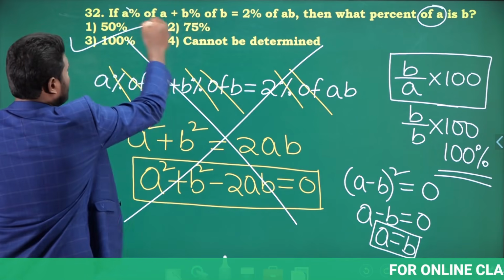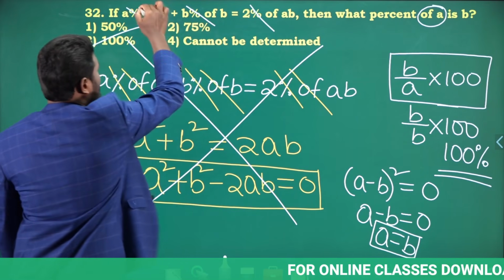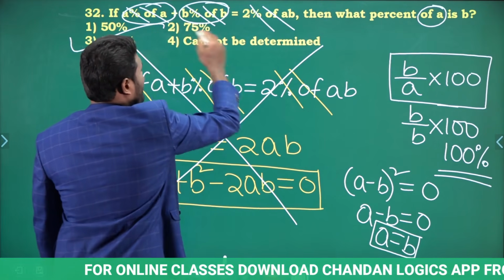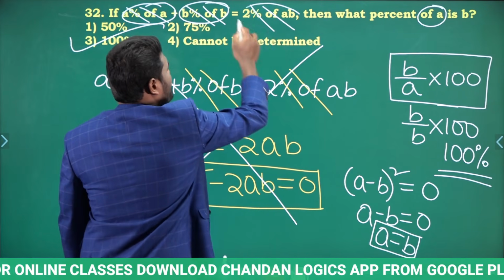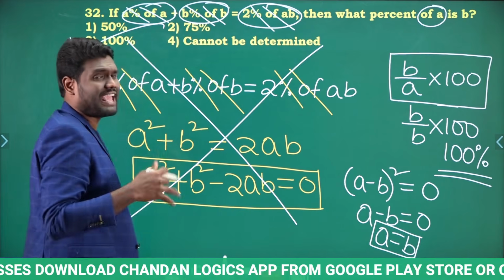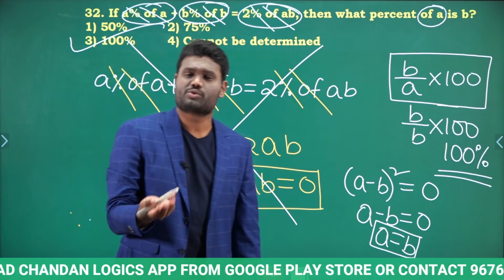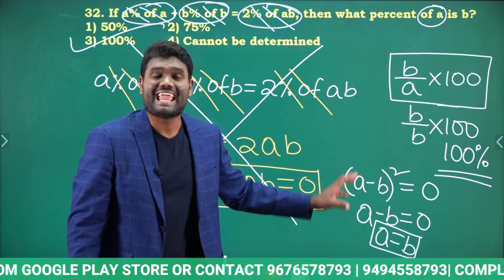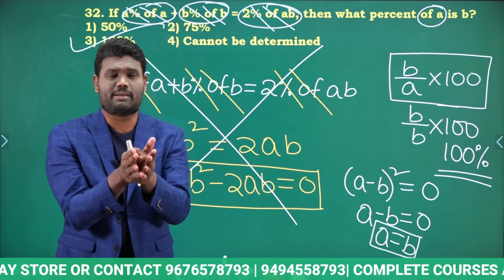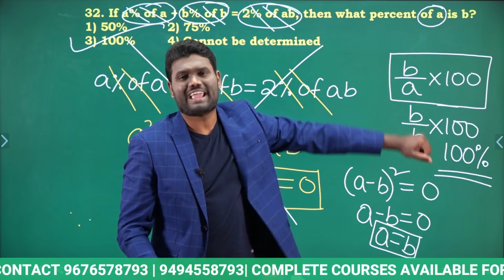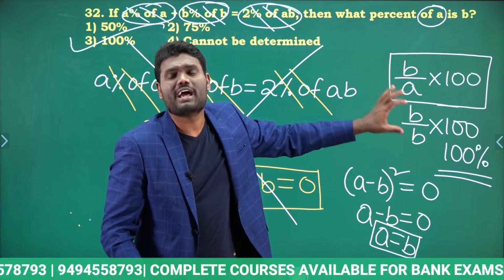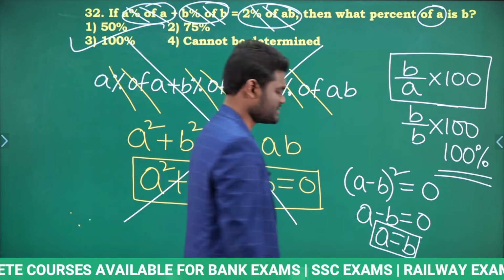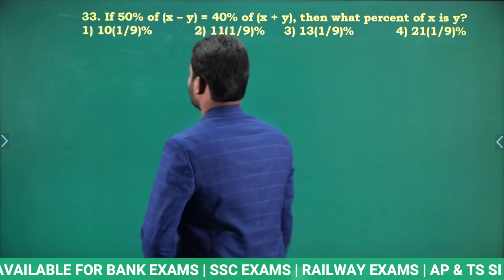Simply, if you observe here, percentage cancels, "of" cancels. Now this is A square, this is B square, and when it comes to the other side, it will be minus 2AB. Now this is in the form of A minus B whole square. A minus B whole square equal to 0, which means A equal to B. If A equal to B, it means A and B are both exactly the same. Our question is what percent of A is B? So I can say that A and B are both the same, so I can say it as 100%. So the answer will be 100%. Let us look at the next question.